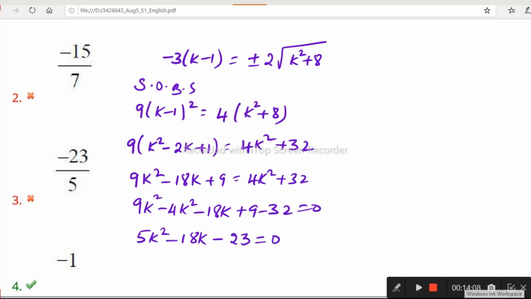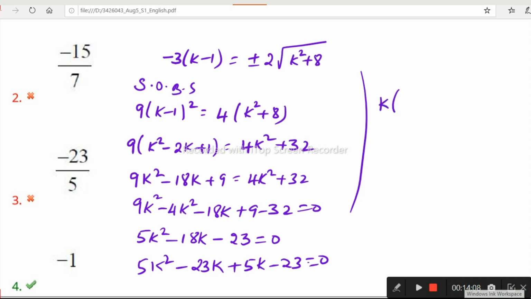Now we can factorize it. 23 and 5, so 23 minus 5 is 18. Therefore we can factorize it here: 5k square minus 23k plus k plus 5k minus 23 is equal to 0, right? Now a few more steps are there. From the first two terms, take k as common. It is 5k minus 23.